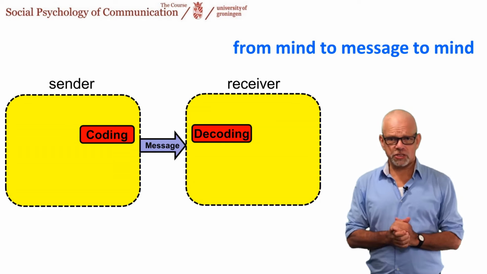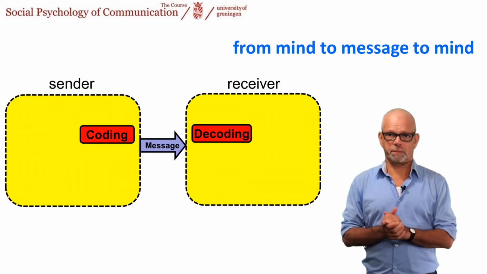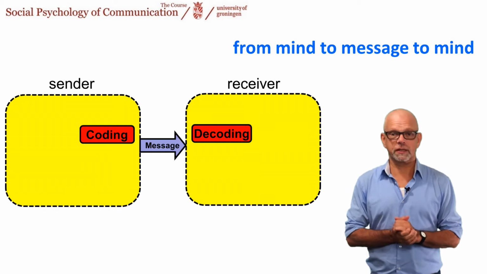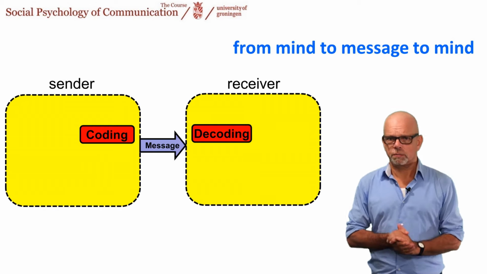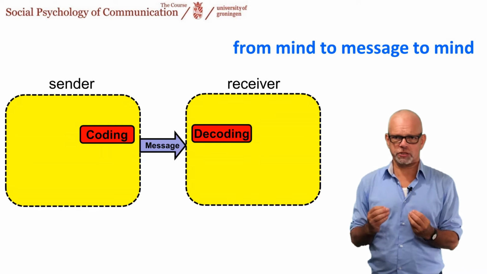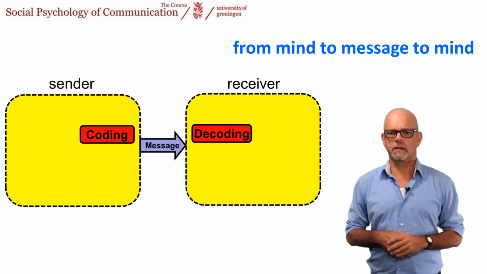Some parts of the message may be coded consciously and deliberately. Other parts may be coded more automatically, outside awareness. For example, sometimes you may think carefully to find the right words, but your hand movements are probably less designed.